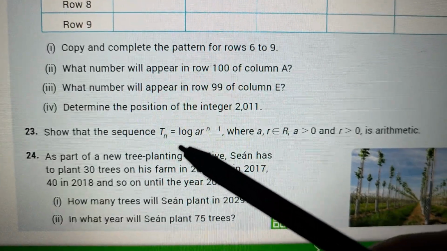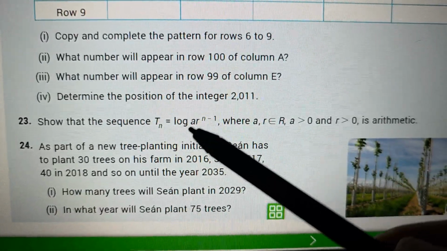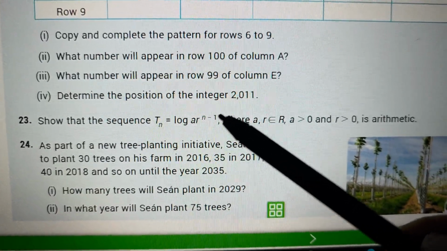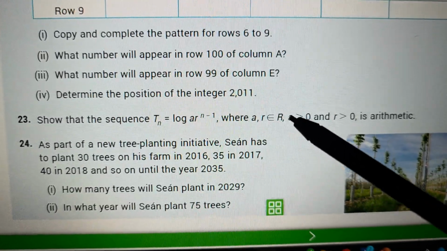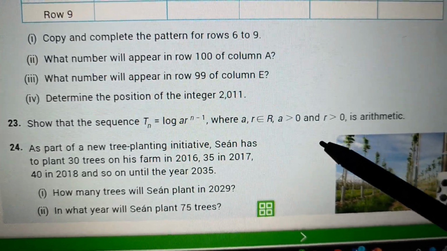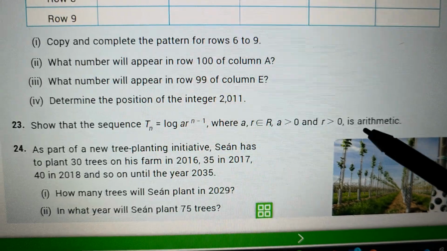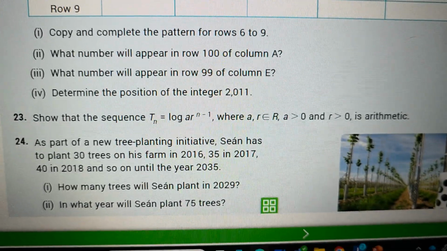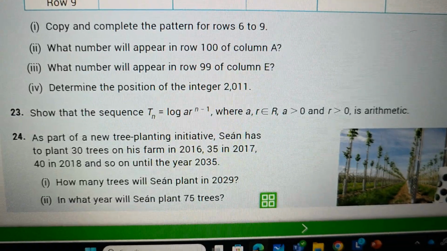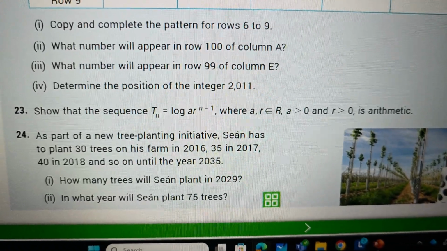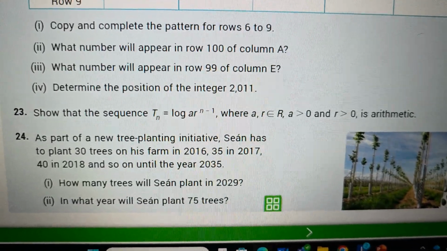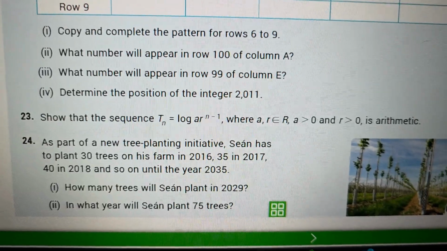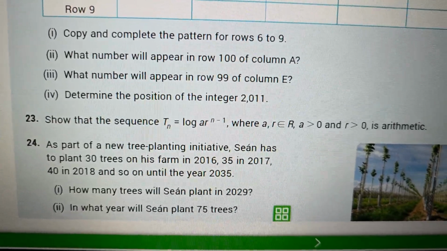Question 23. Show that the sequence T of n, which is log of A R to the power of n minus 1, where A and R are real numbers, A has to be a positive number and R is also a positive number, show that that is arithmetic. Again, to show that something is arithmetic, I just need to show that one term, take away its previous term, will give me a constant, or that the difference between any two terms would be a constant. It would be the common difference.